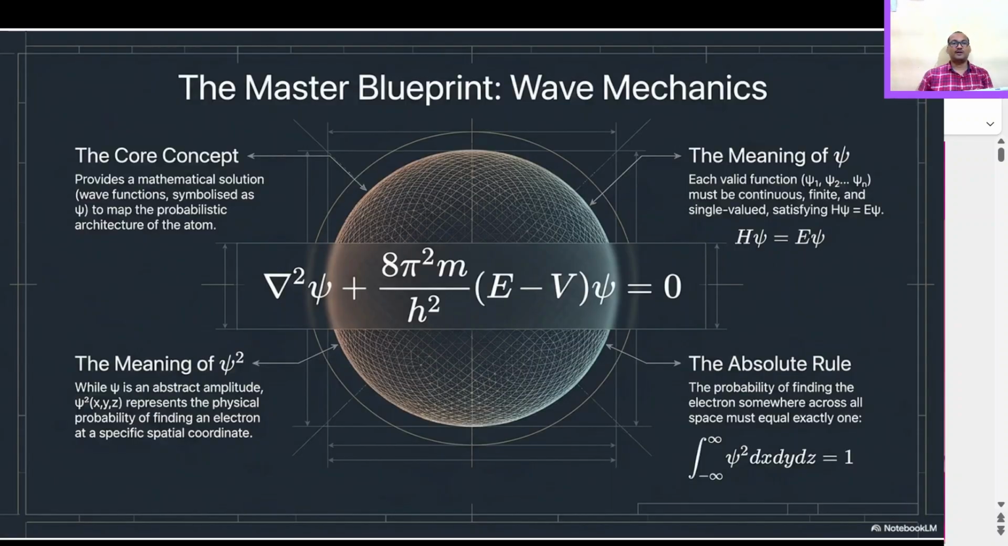Here you have the Schrödinger wave equation, which we can write in short as H psi equals E psi, where H is the Hamiltonian, and the wave function psi maps the probabilistic architecture of an atom. Similarly, psi square represents the physical probability of finding an electron at a specific spatial coordinate.